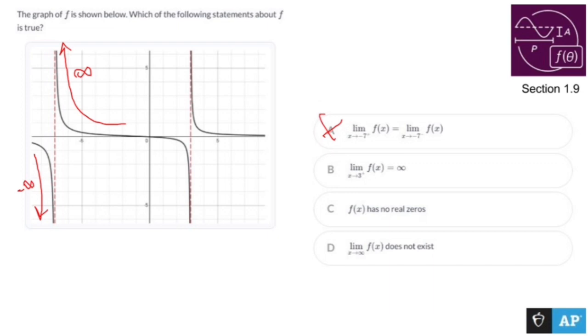B is asking the limit as x approaches 3 from the right side, with a little plus, equals infinity. That is true.